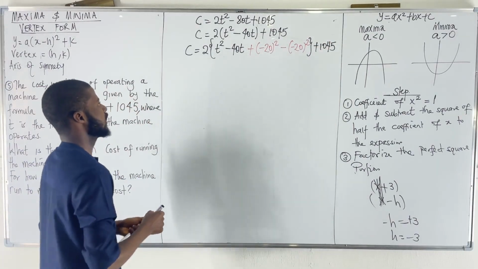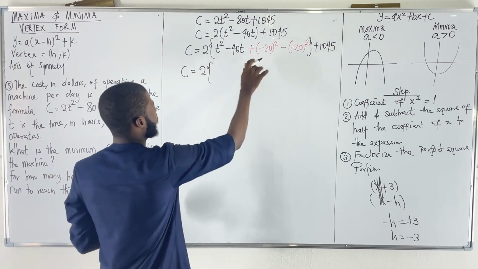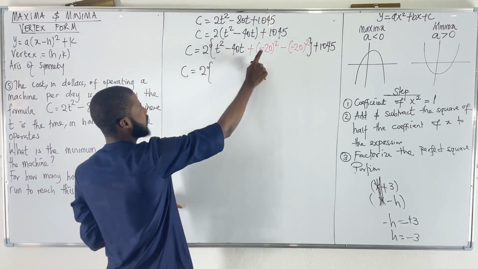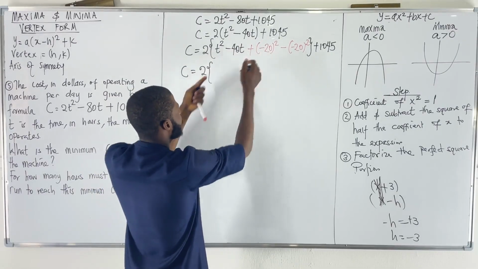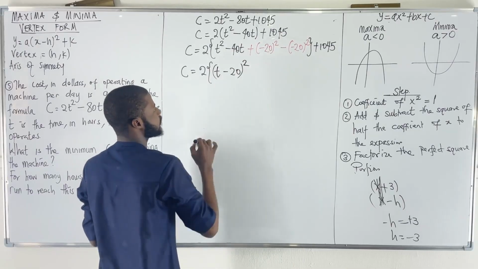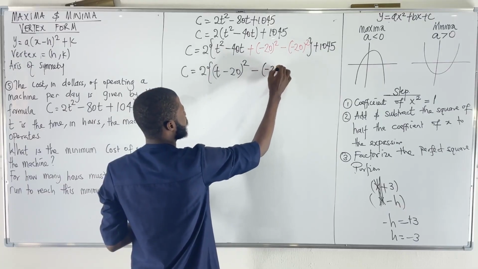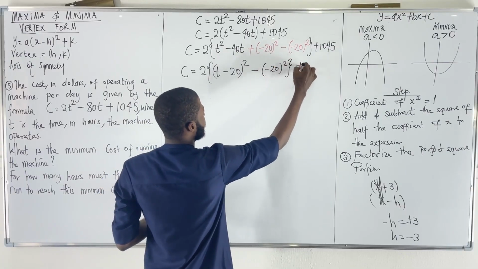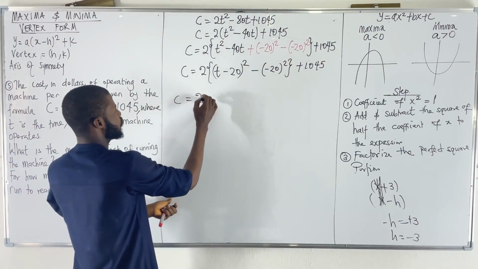Okay, so right now, this is C equal to 2. Now, what would happen here? The t has a square, the minus 20 has a square. These 3 items here form a perfect square. So this will be t minus 20 all squared. And then this one will still remain here, so this is minus 20 squared, and then plus 1045. So this is C equal to 2.